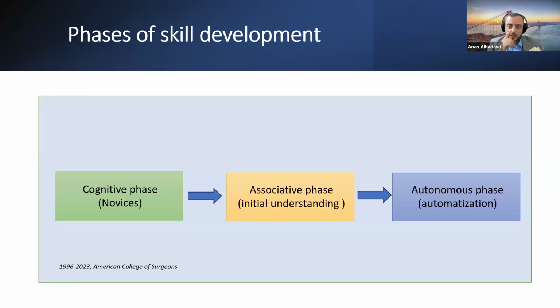The cognitive phase is for novices when they try to learn the new concept of the skill, when they try to perform the skill, making mistakes. Then, with frequent and continued practice, the learner will move to the associative phase when they start to have an understanding of how the skill should be performed. And finally, the skill will be autonomous or automatic. So that's what we are also trying to reach here.